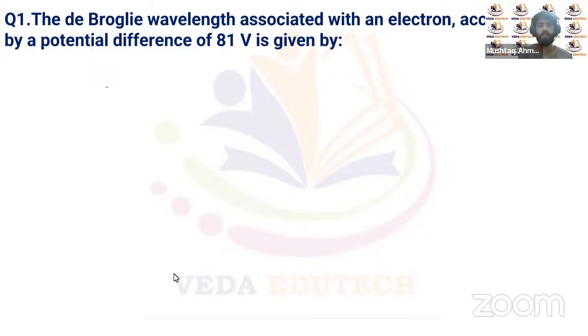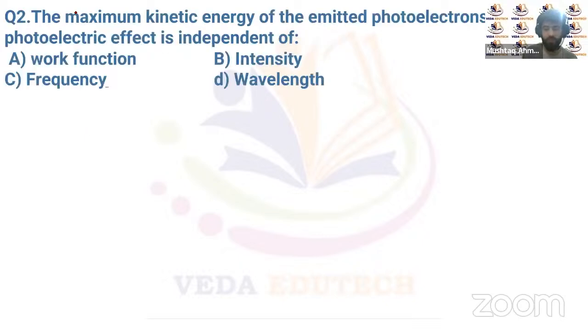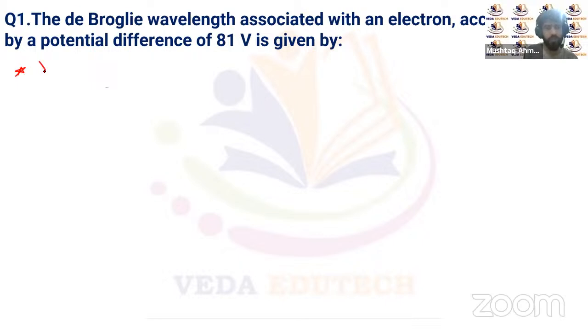The question number one is that the de Broglie wavelength associated with an electron accelerated by a potential difference of 81 volt is given. So let's first see what the equation of the de Broglie wavelength is. De Broglie wavelength is h upon p, where p is the momentum of the particle or any body, and h is the Planck's constant. Lambda is equal to h upon p. This is the de Broglie wavelength.